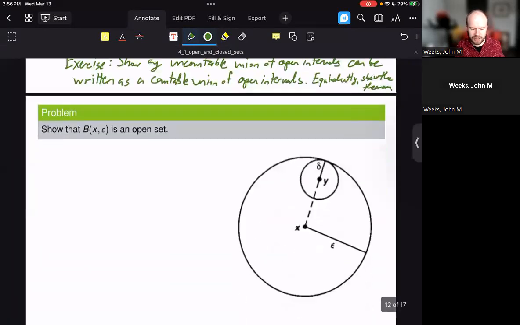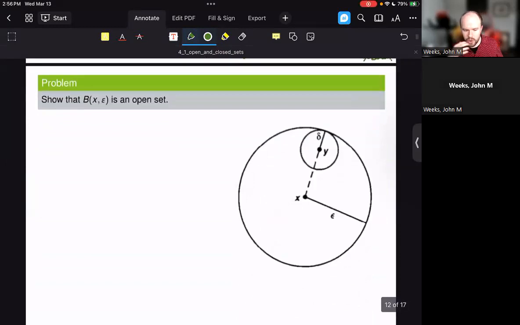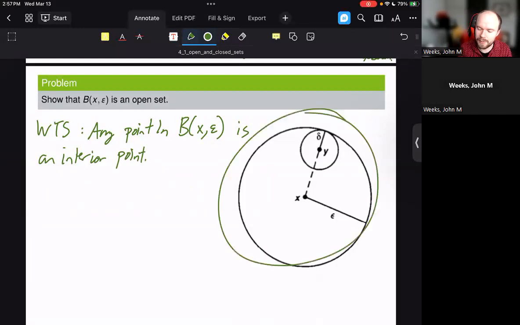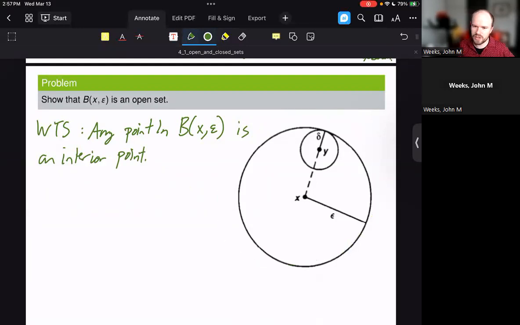Okay, so let's take a look here at this problem. Let's show that the open ball around x of radius epsilon is an open set, given our definition of open. Namely, we want to show any point in the ball centered at x of radius epsilon is an interior point. So let's see if we can do something like this. Here's our picture to help us out because I wanted to give a geometric notion here. This is that same picture that we saw in the previous week. It has come back to say hello once again.